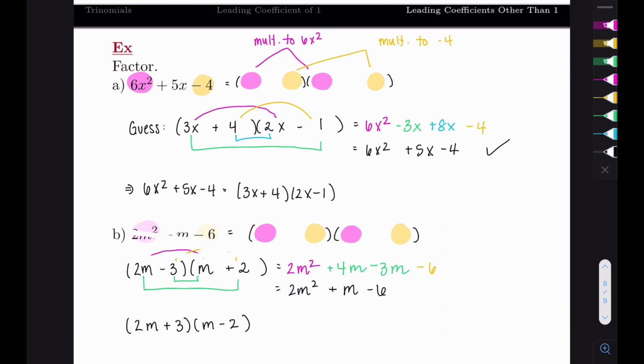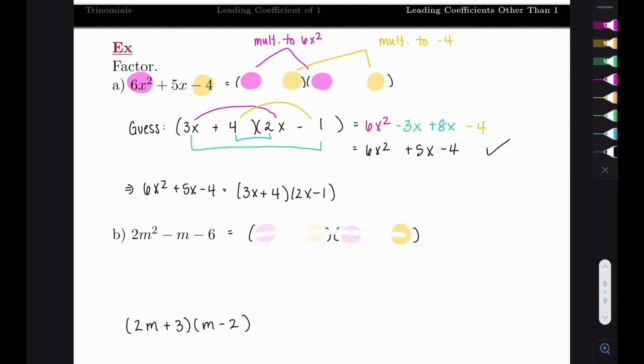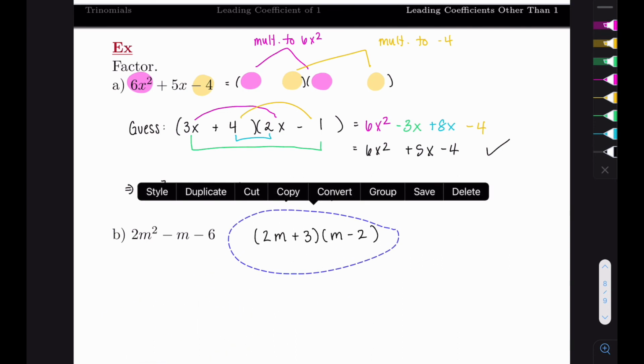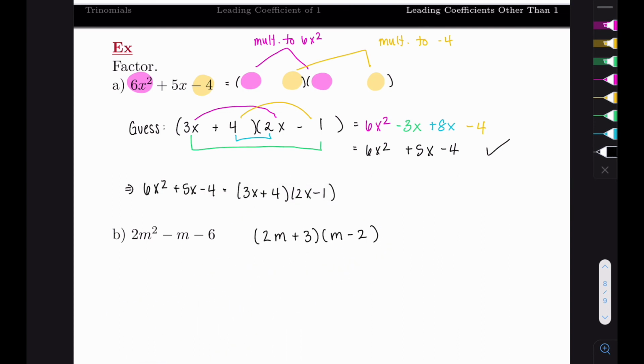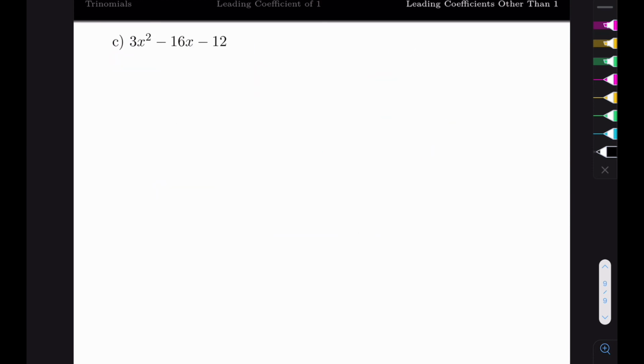Just to clean things up, let's get rid of all of this stuff. Our 2m squared minus m minus 6 factors nicely into 2m plus 3 times m minus 2. So I just have one more example to go through. We've got 3x squared minus 16x minus 12.